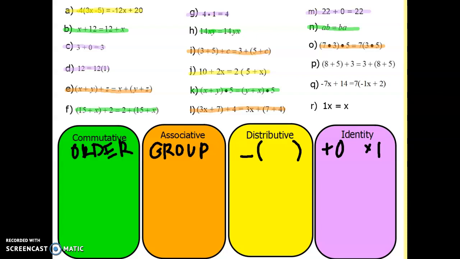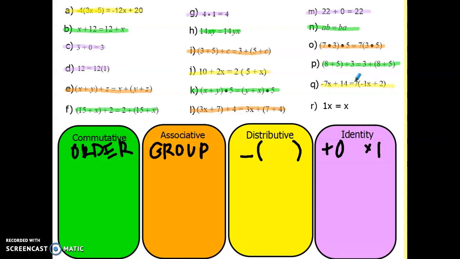All right, take a look at P. Tricky. You might be tempted to say grouping is different, but if I look inside those groups, I have the same thing added together. But what is different is my group plus 3, 3 plus my group. So my order is different. All right, take a look at Q. This would be distributive property.